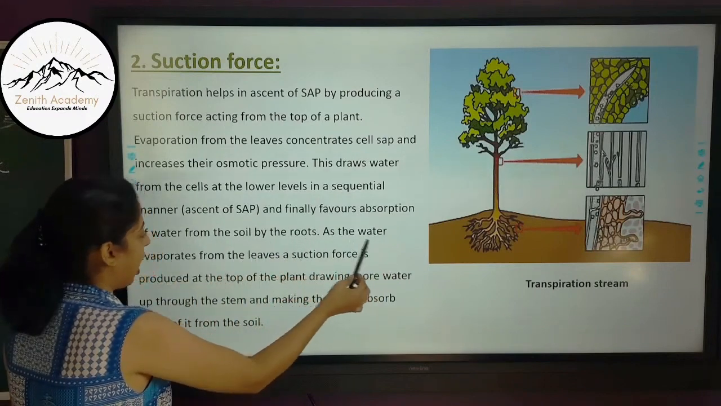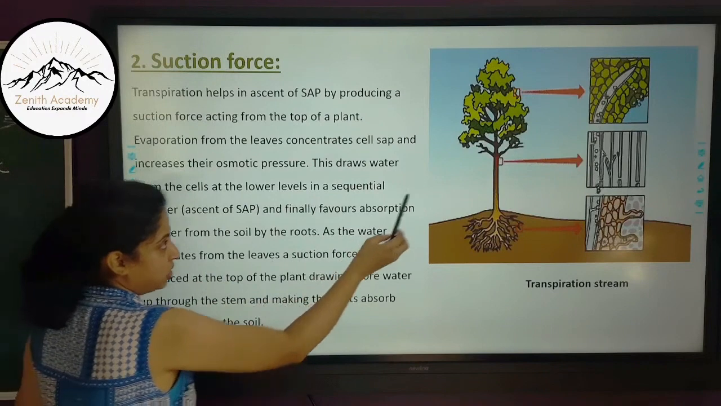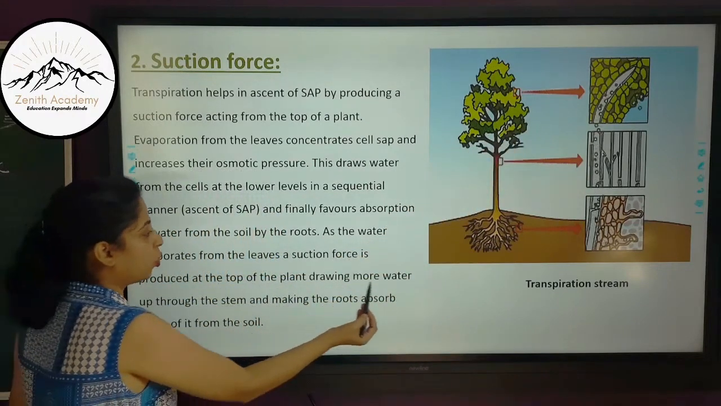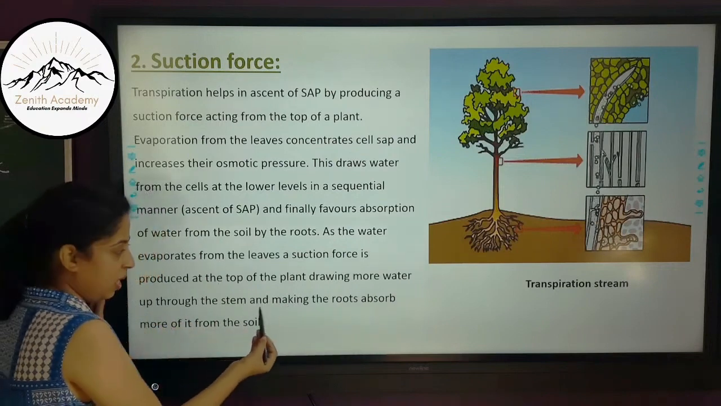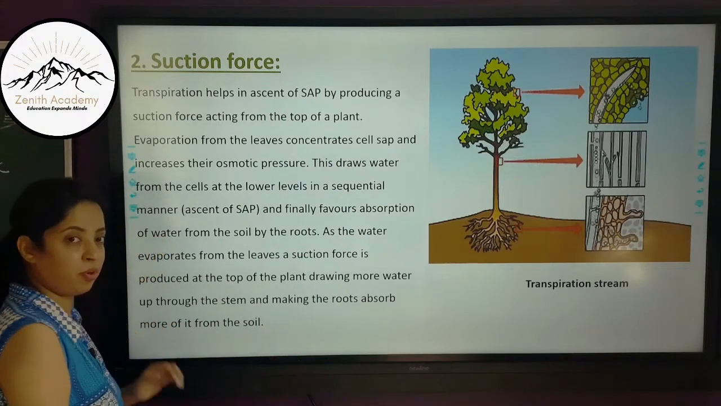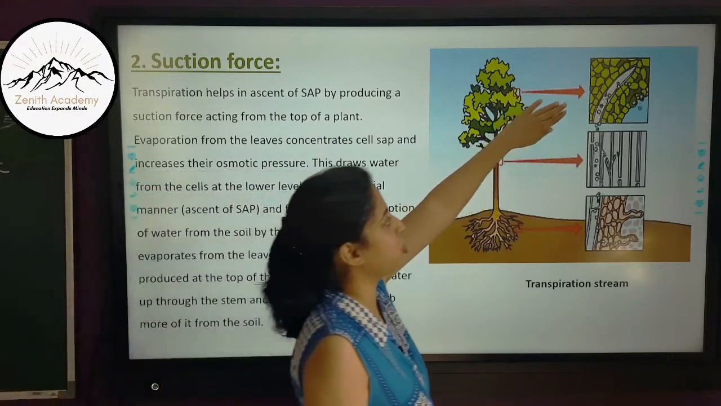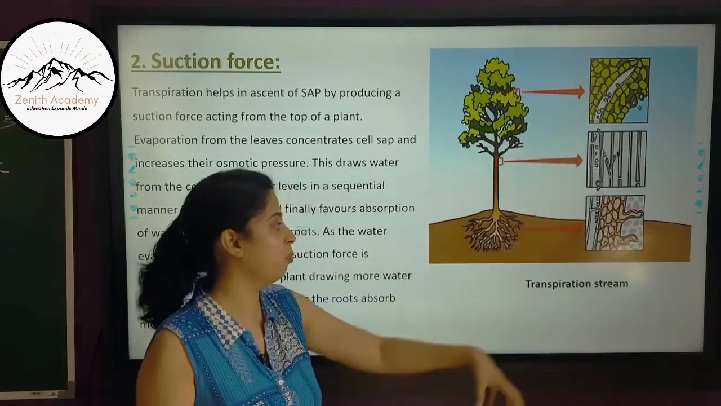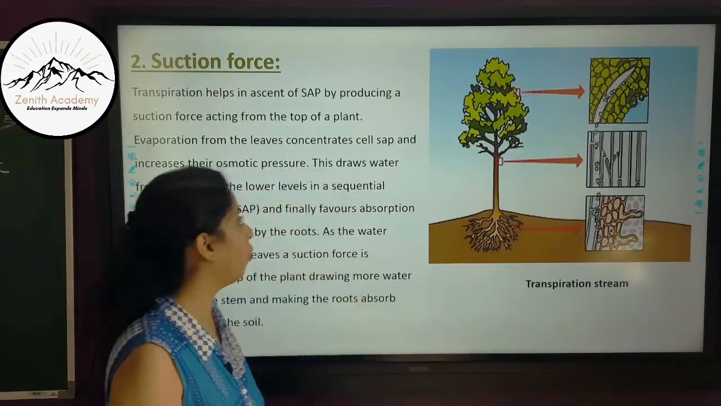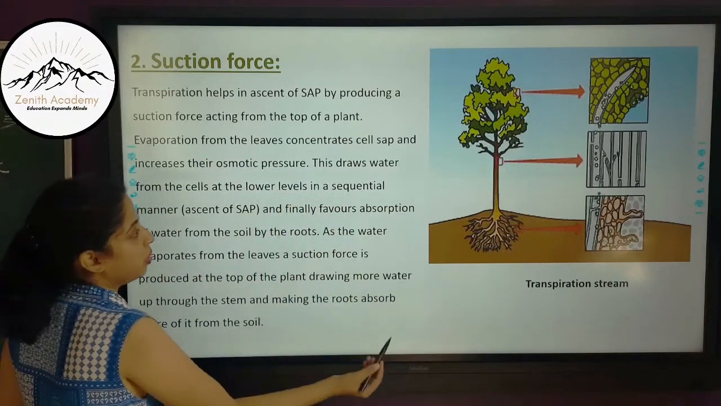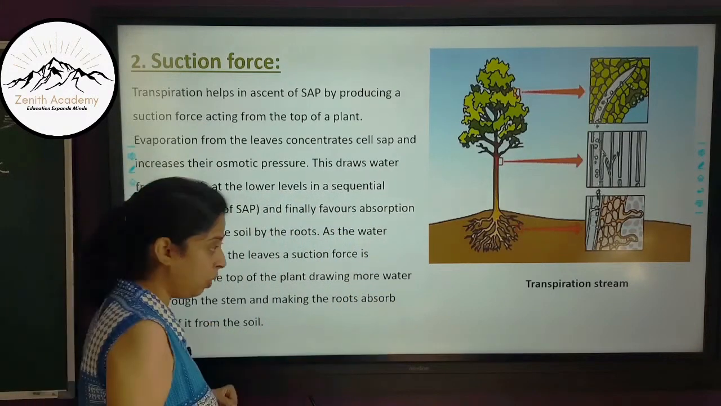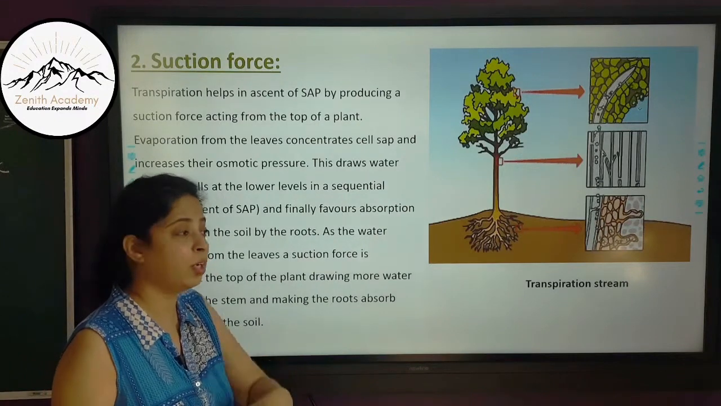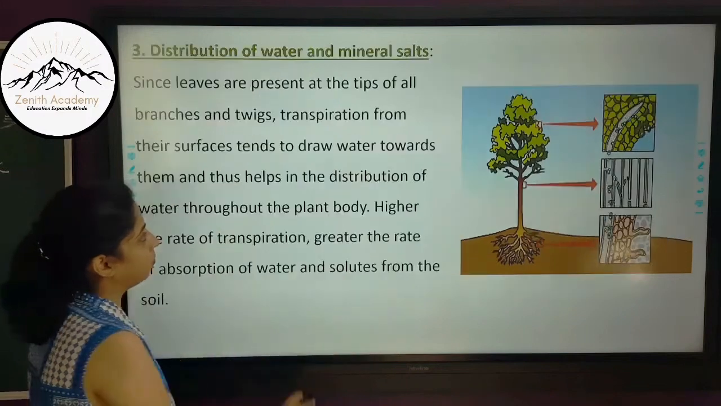and finally favors absorption of water from the soil by the roots. Now, as the water evaporates from the leaf, a suction force is produced at the top of the plant, drawing more water up through the stem and making the roots absorb more of it from the soil. So, more the transpiration from the top, more the suction, and more it will be able to absorb water from the soil. So, transpiration helps in the suction force. That is why the roots are able to supply water to very tall plants as well.